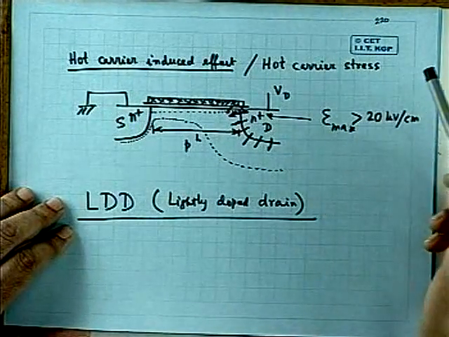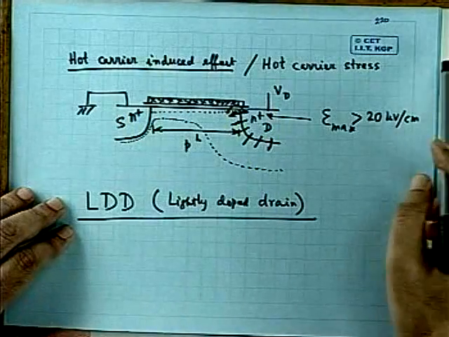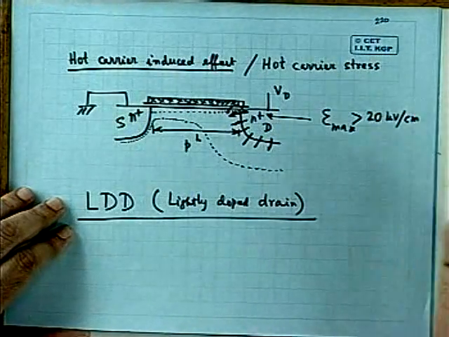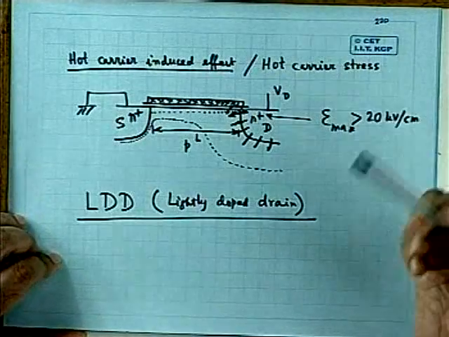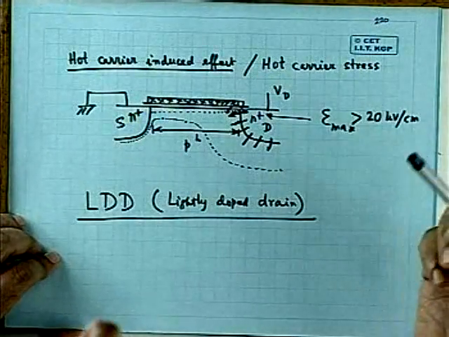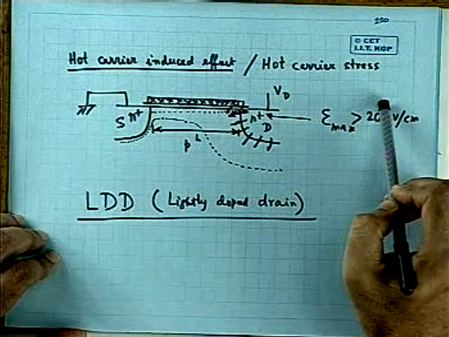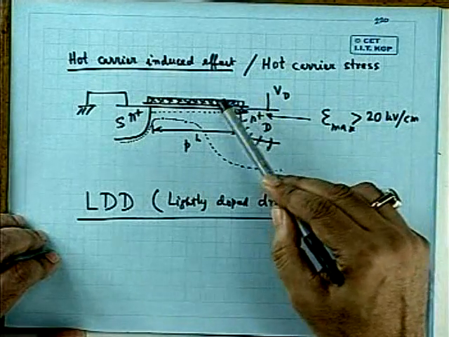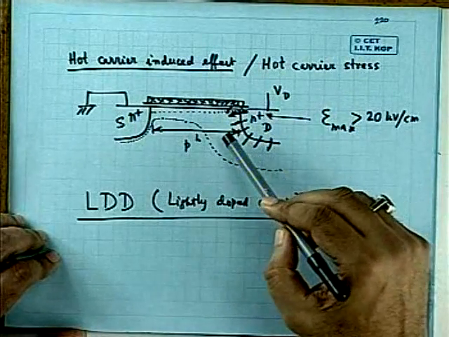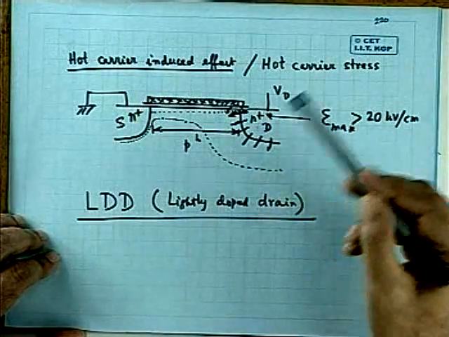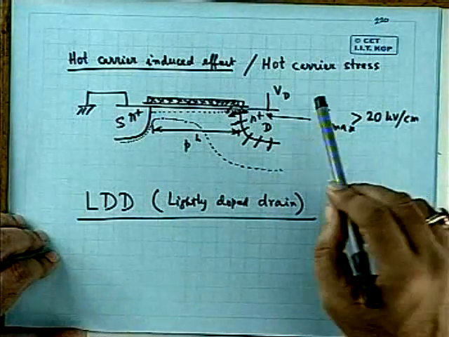In that process, some of the traps, bulk traps as well as interface traps in the oxide, get filled up with electrons. And as a result, the threshold voltage changes. Threshold voltage change means the current-voltage relationship changes. So the ID value for the particular VD and VG for which it was designed may change due to this effect, which is called hot carrier stress or hot carrier induced stress, or we call it hot carrier deterioration, hot carrier induced failures, and various names are assigned to that mechanism.